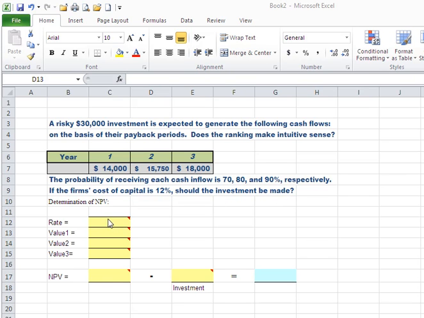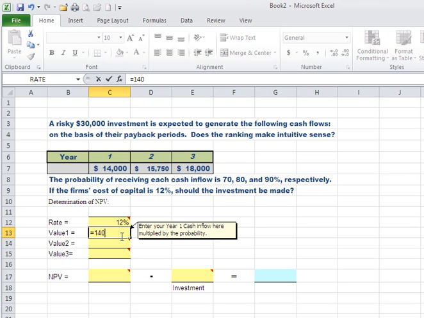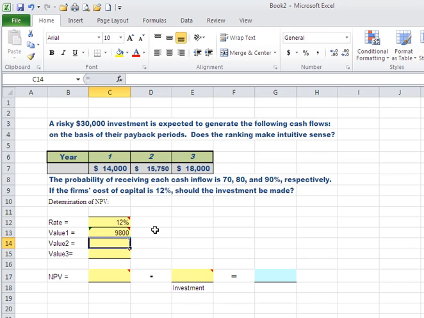So let's go ahead and use net present value to solve that. So the rate would be the firm's cost of capital here, which is 12%. So let's go ahead and set that up and put in 12% or 0.12. The value here then is going to be the expected amount times the probability. So we would put in here $14,000 times the 70%, which is 9,800. If you didn't have a probability, you could just put in the numbers of the expected cash flows.